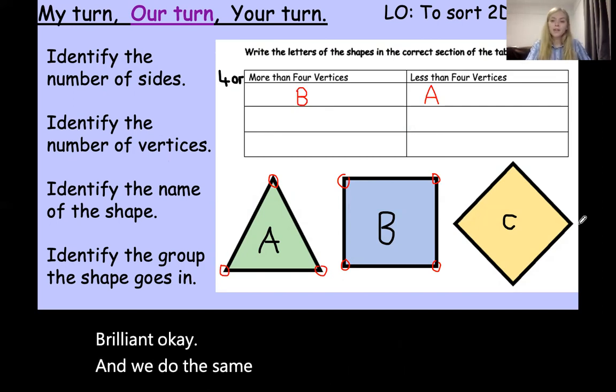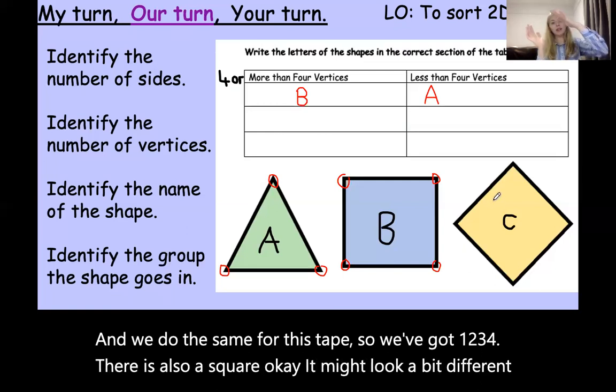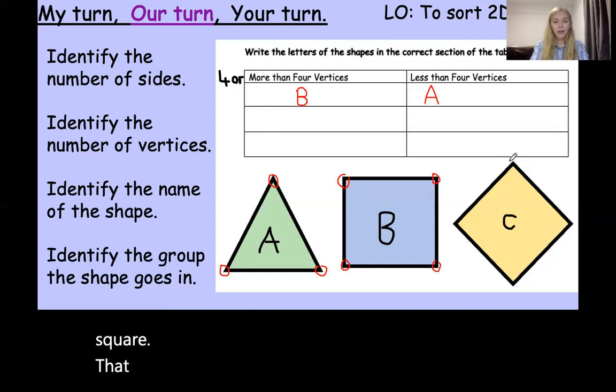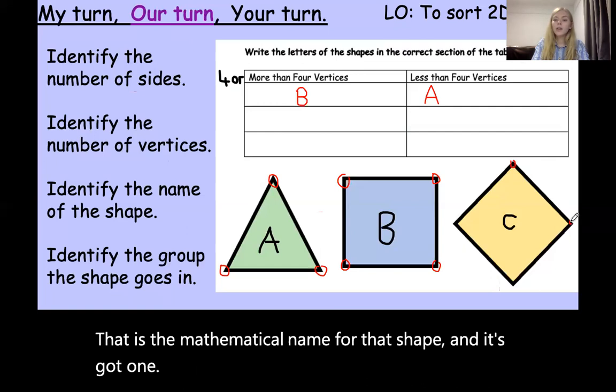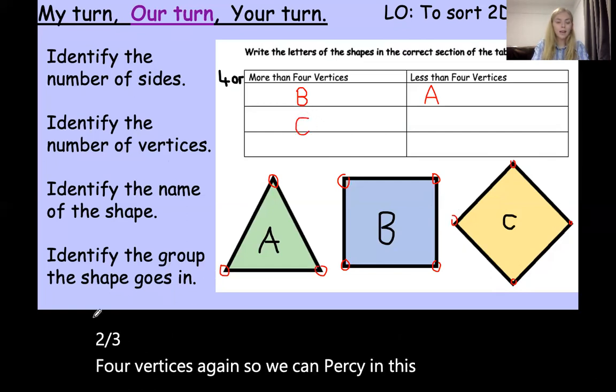So we've got 1, 2, 3, 4 sides. So it is also a square, okay? It might look a bit different, but all it is that it is on its side, okay? But it is still a square, okay? That is the mathematical name for that shape. And it's got 1, 2, 3, 4 vertices again. So we can put C in this box. Brilliant, okay.